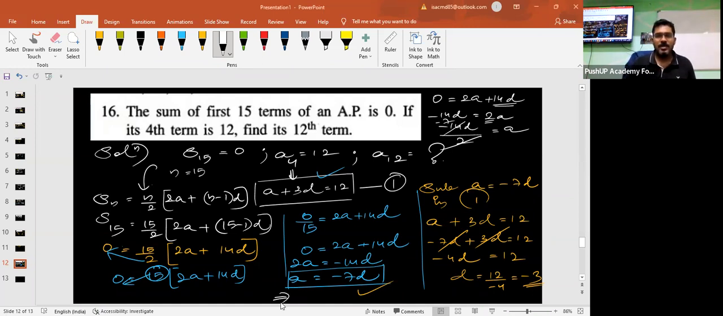So what will be a, children? a will be minus 7 into minus 3, and that is equal to positive 21. Very good. Minus 7 into minus 3, which is positive 21.